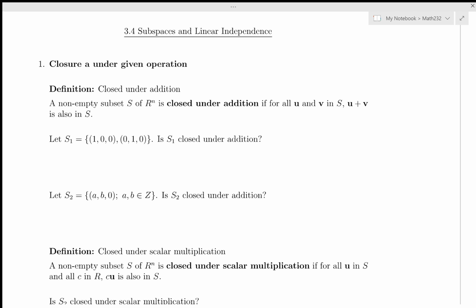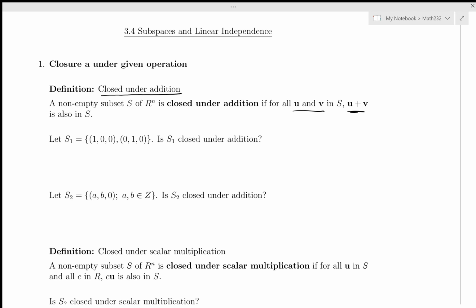Okay, so what we're going to do first is get a hold of the notion of closure, and closure refers to a given operation. So for example, if we say that a set is closed under addition, it means that if we take any two vectors in S and then we add them together, we get a vector that's also in S. If that happens, then we say that the set S is closed under addition. So let's take a couple of examples.